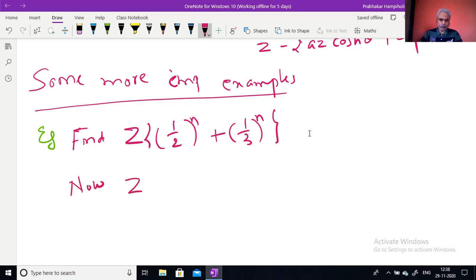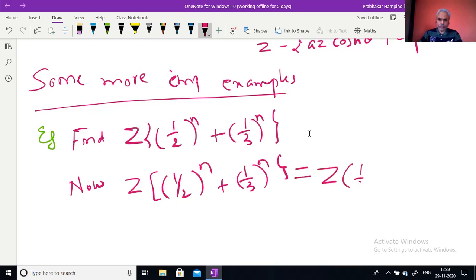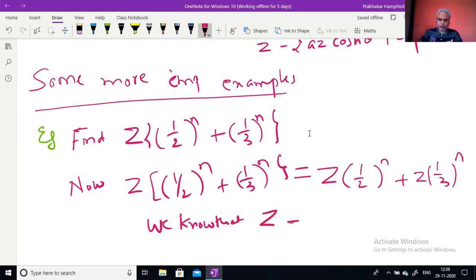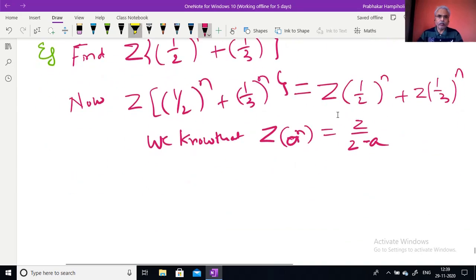Now the z transformation of the first function plus the second function is equal to the z transformation of the first function plus the z transformation of the second function. We know that the z transformation of a raised to n is z by z minus a. So using this formula, here also this is our a in the formula, a raised to n. Wherever a is there, half here and 1 by 3 here. So shall we do that?